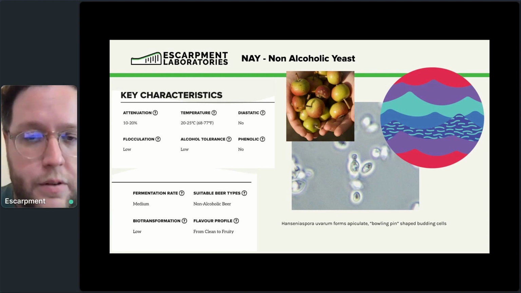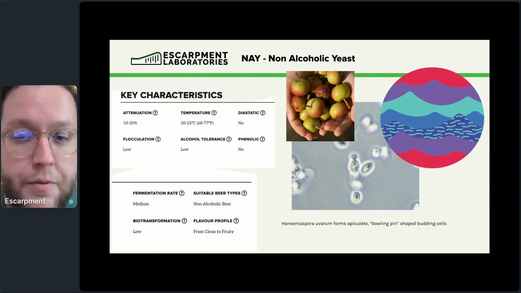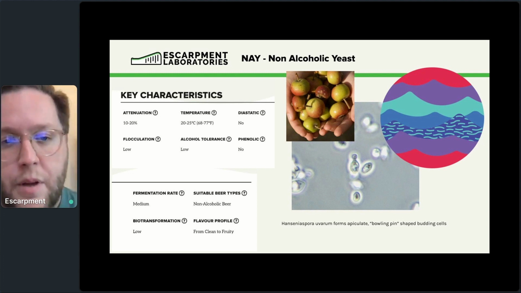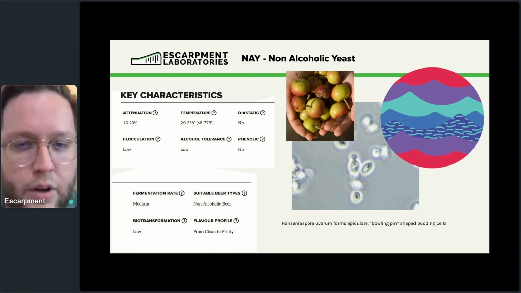That does bring us to Nay. So this is the first strain that we developed specifically for non-alcoholic beers. So you can see it's a pretty classic maltose negative yeast. It only has about 10 to 20% attenuation in a typical wort. It has a pretty standard temperature range, which we like, and pretty flexible flavor profile, I will say.